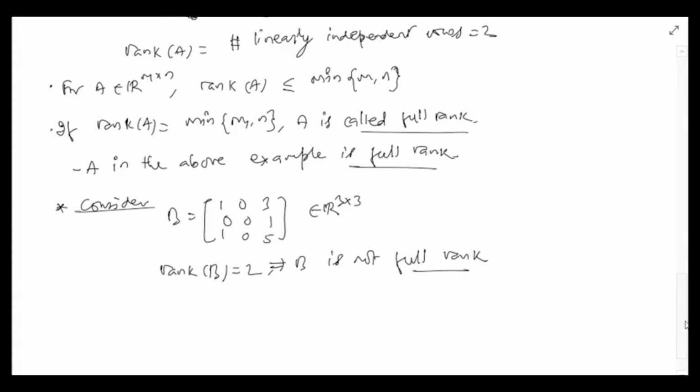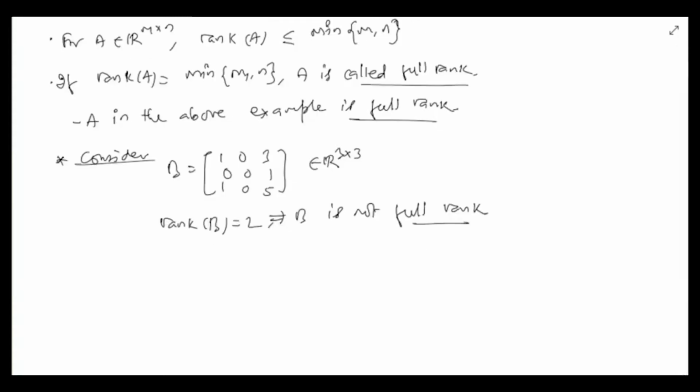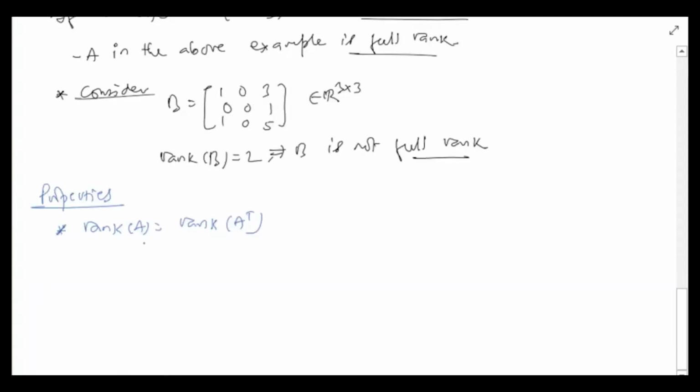Okay, we will now state a few properties of rank. The first one is easy to see. It says that rank of A equals rank of A transpose. It is because the rows of A become columns of A transpose and columns of A become rows of A transpose.